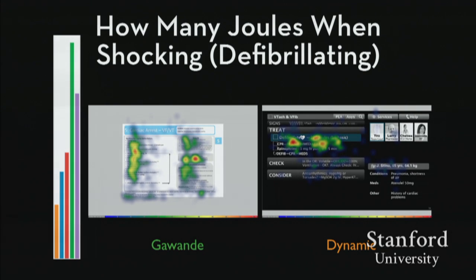Now, if we look at the parallel heat map for the dynamic aid, we see that people found defibrillate, and then they found the joules. The search was very focused. There wasn't a lot of looking around.